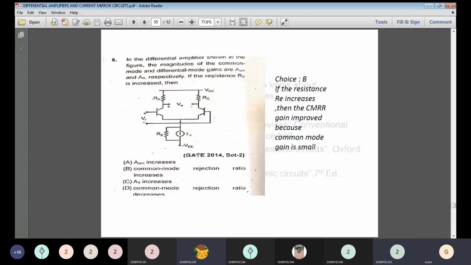See, imagine this condition. Read this condition. If the resistance RE increases, what happens? The CMRR improves, right? It will improve. The CMRR value will definitely improve when we increase the value of RE. So the option is that the common mode rejection ratio will increase when we increase the value of RE.